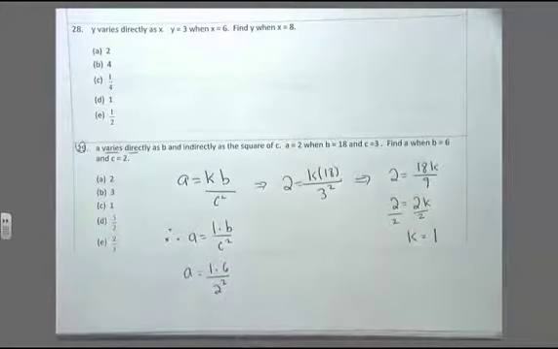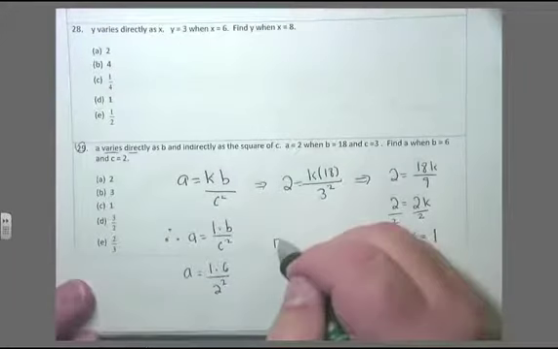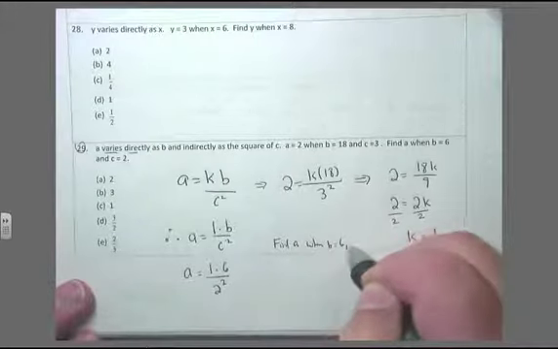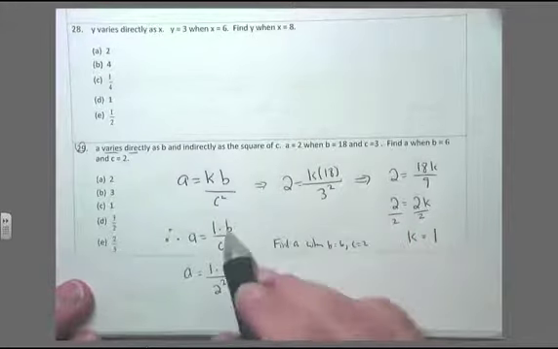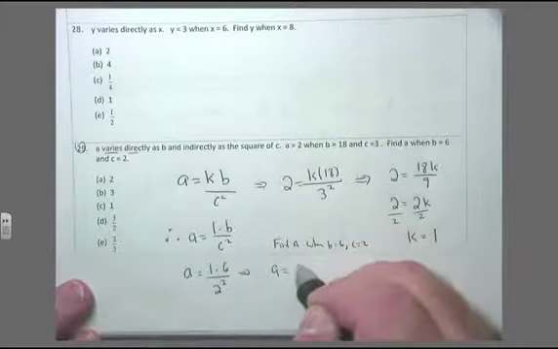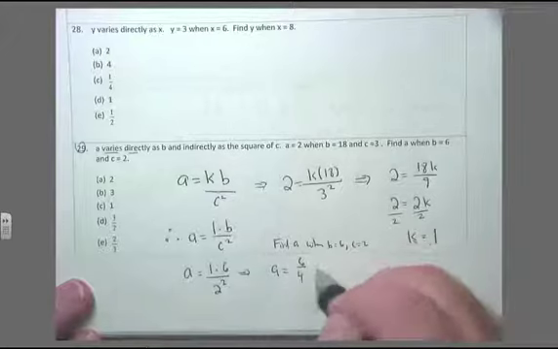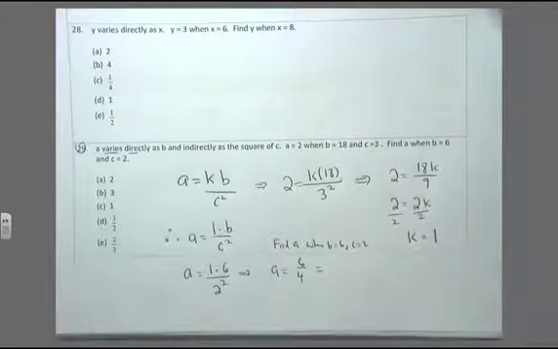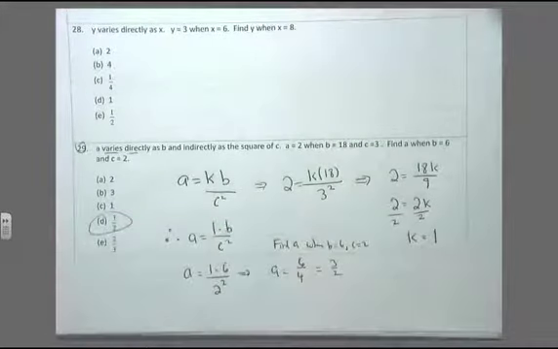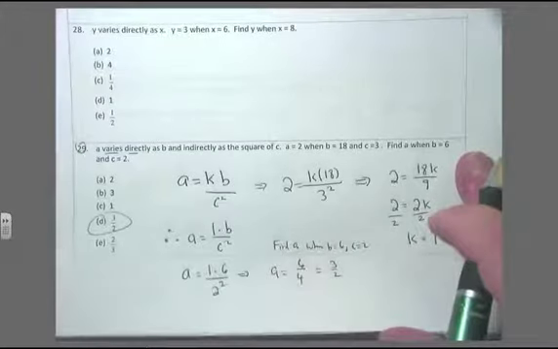So I just plugged in my numbers here. We're supposed to, let me write that down. Find A when B equals 6 and C equals 2. So I plugged in for B, 6, C, 2. Let's clean it up. This means A is equal to 1 times 6 is 6, 2 squared is 4, but you can always reduce your fractions. What's 6 divided by 4? 3 halves. So what's my answer? D. Does that make sense?